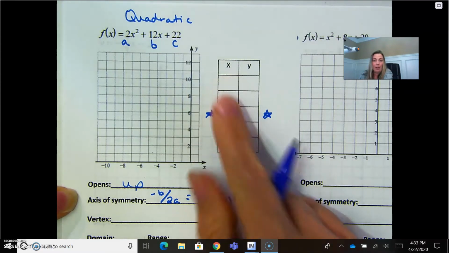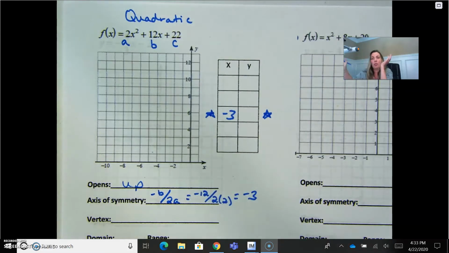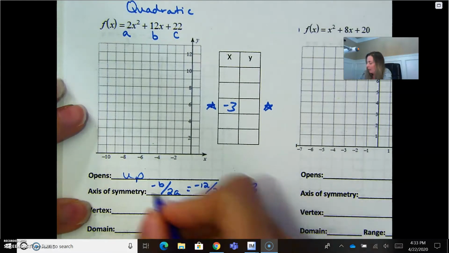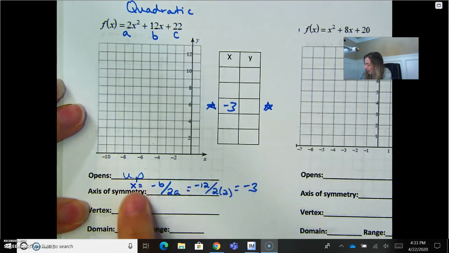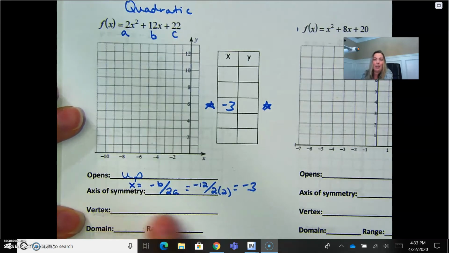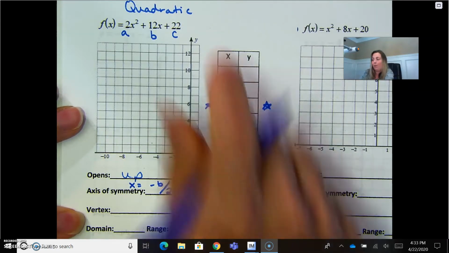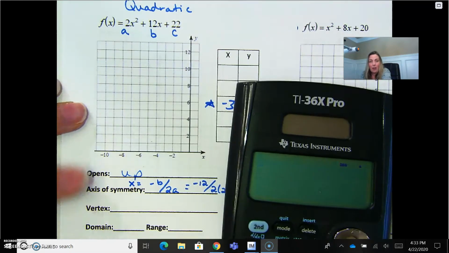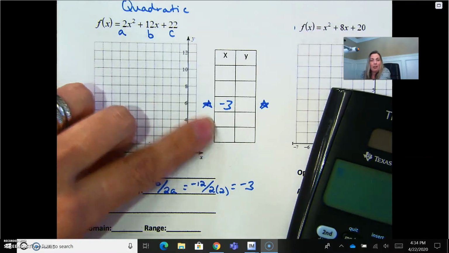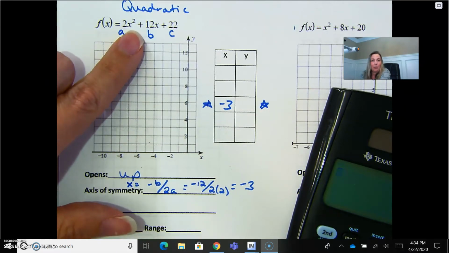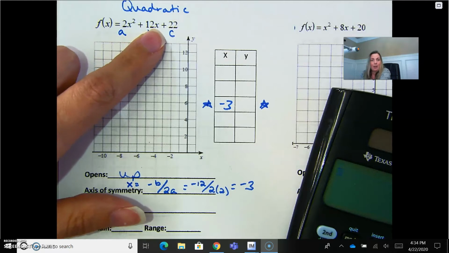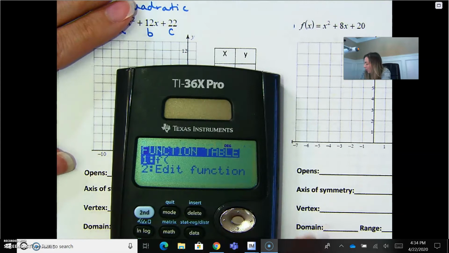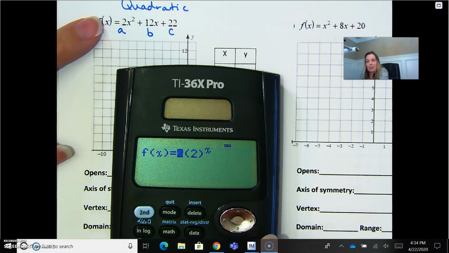So the values to the left and the values to the right should mirror each other. That's also going to be your vertex. This is an x equals. Your vertex is an x and a y, so we're going to need to figure out what that value is. If you've got these calculators, you're more than welcome to use it. If not, then you could go old school with it, where you plug negative 3 in. So you have 2 times negative 3 squared plus 12 times negative 3 plus 22, and that'll give you the output. Or you could go to the table and type this function in.